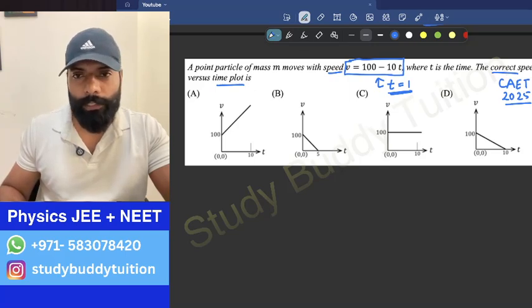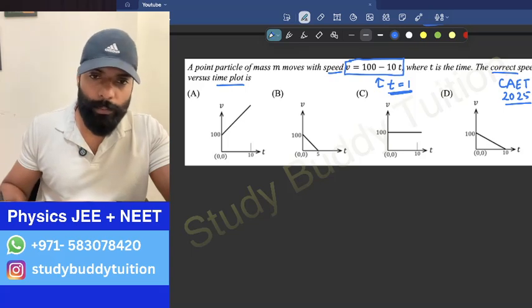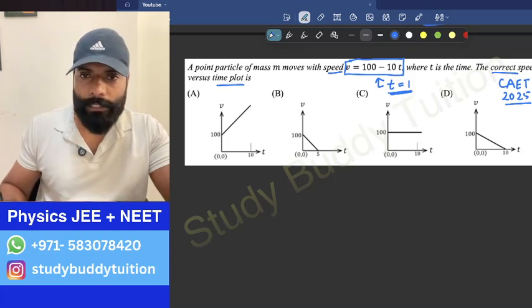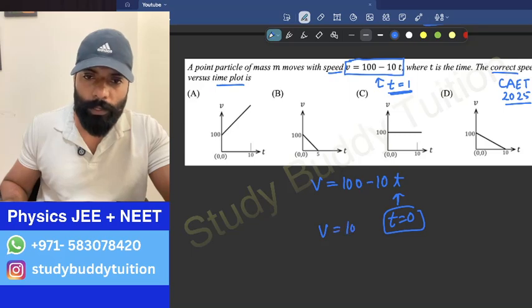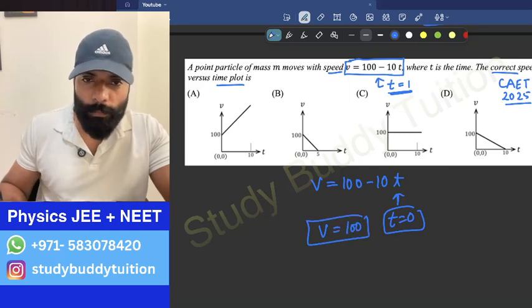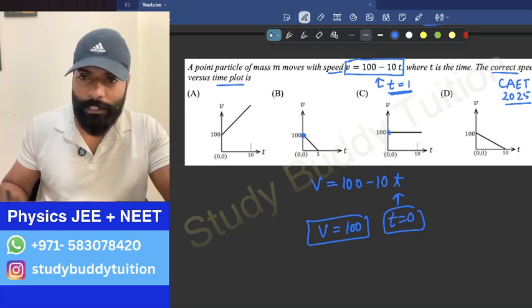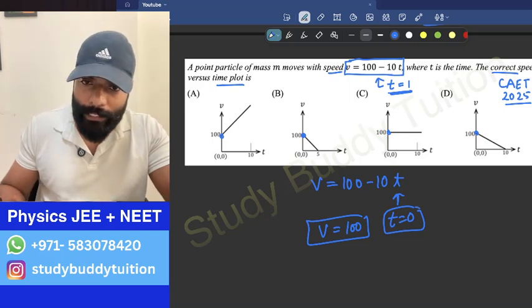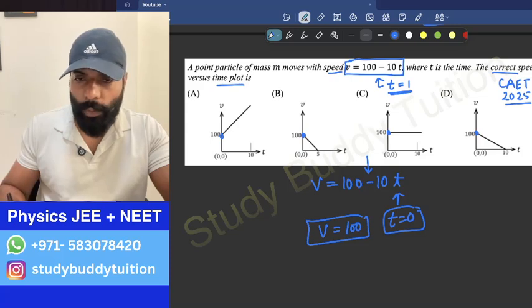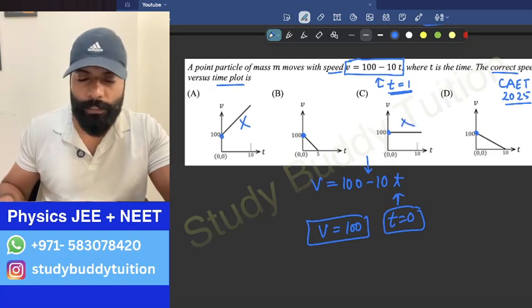But the question is from where this graph is going to start. Like you have done this in lower classes, if the function is given to me as 100 minus 10t, you can substitute t as 0. So if you substitute t as 0, you will get v is equals to 100. That means the starting value must be 100. So every graph here is starting from 100. Now because you are seeing the minus sign here, that means this velocity is going to be a decreasing function. So this and this can't be my option. Now the question arises: where will it end?